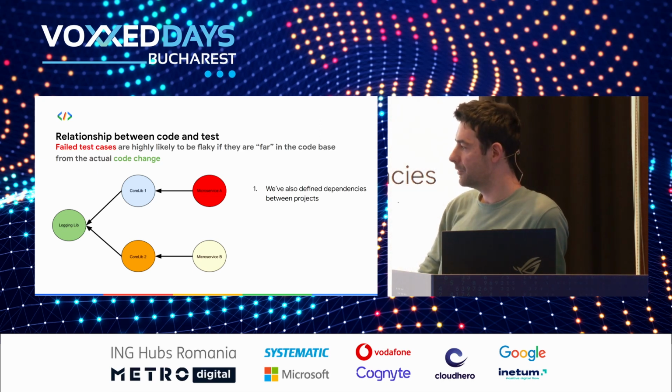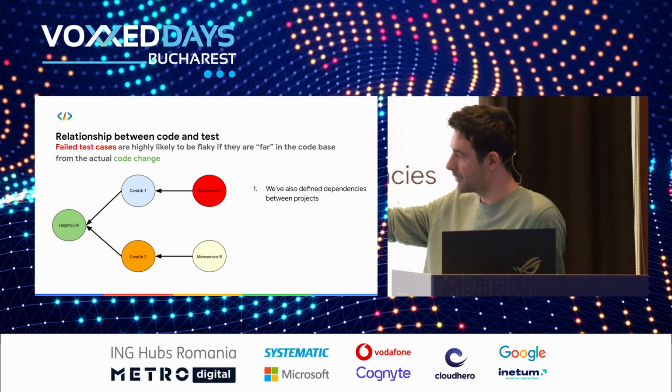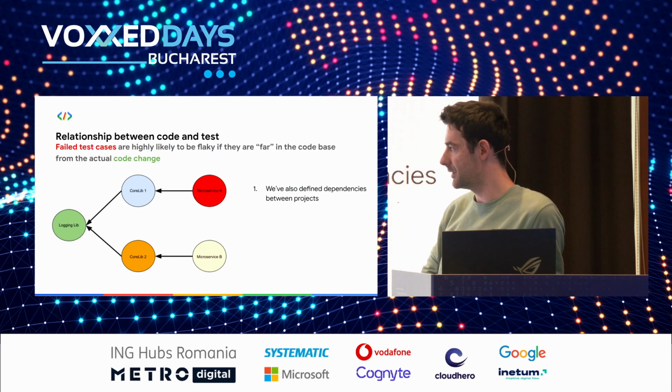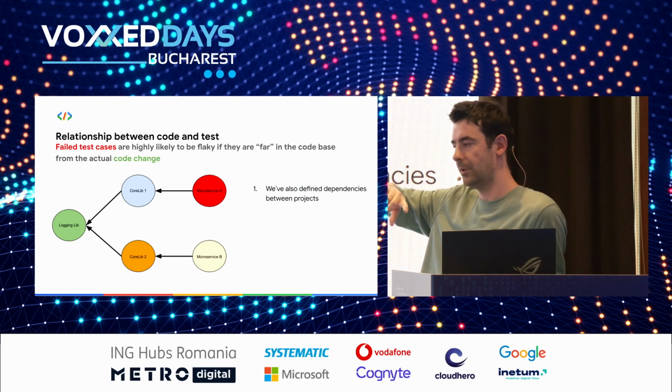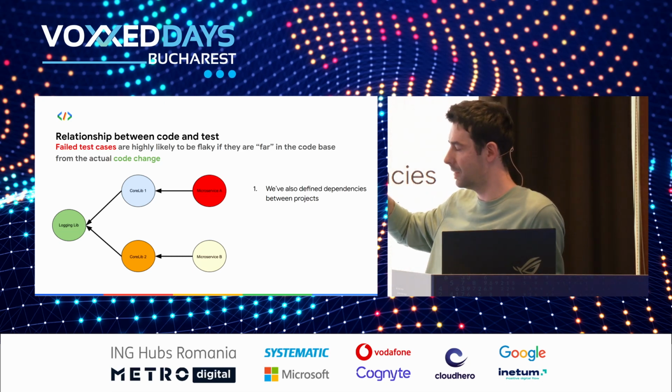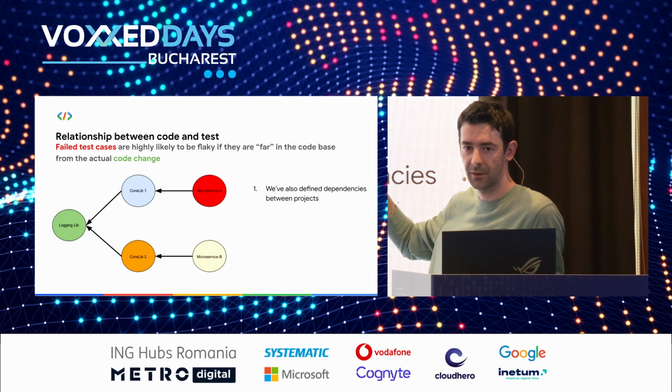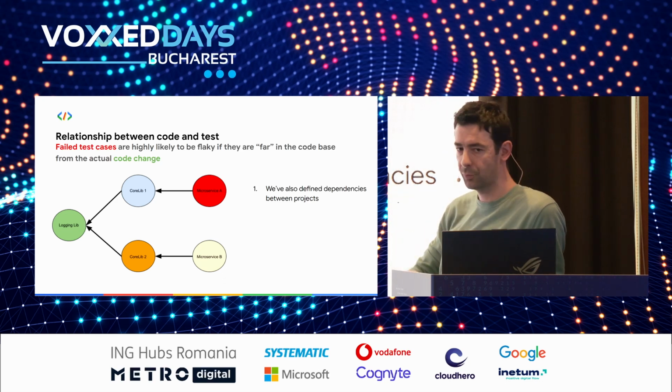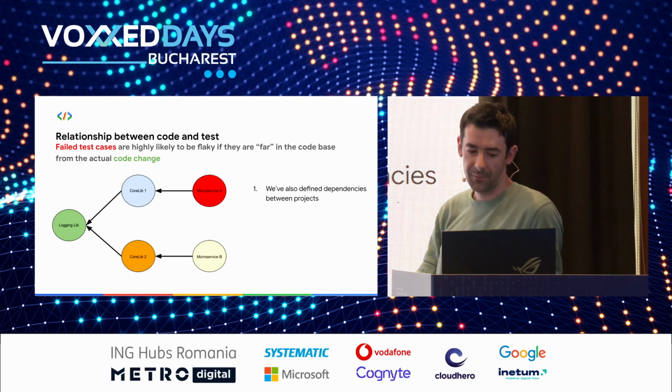But if you introduce a change and you have a test that is failing in microservice A, for instance, as you can see, there's a distance of 2 in terms of transitive dependencies. So the farther away a failing test is with respect to your change, the higher the probability that that test is flaky, basically.